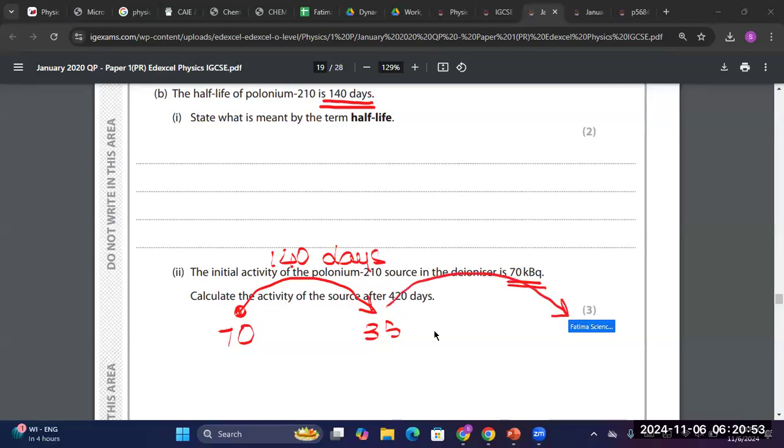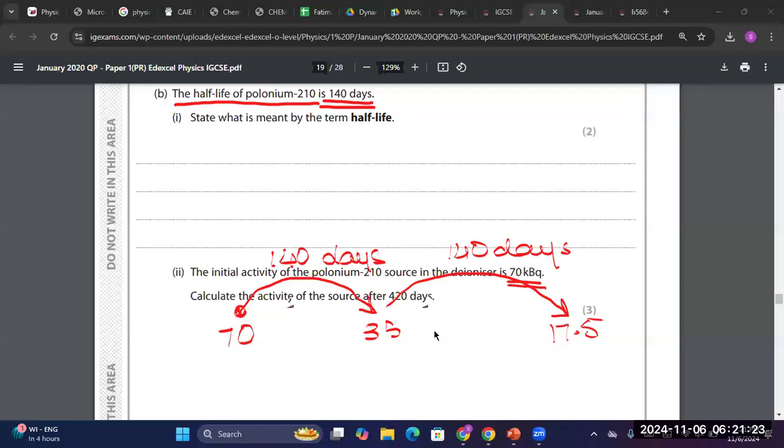Wait, how do you know it takes 140 days? Oh, okay, never mind. It's given in the first part of the question. So if you do half of 35, what do you get? 17.5. And this is again going to take another 140 days. So how many days do we have in total? 140 plus 140 gives us 240. Wait, 280. Yeah, 280.